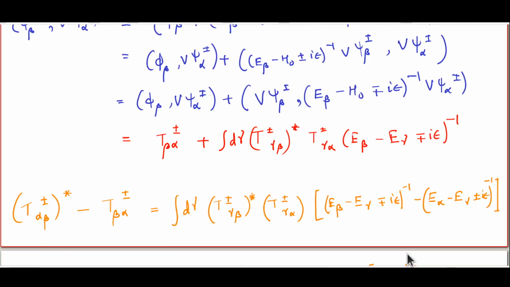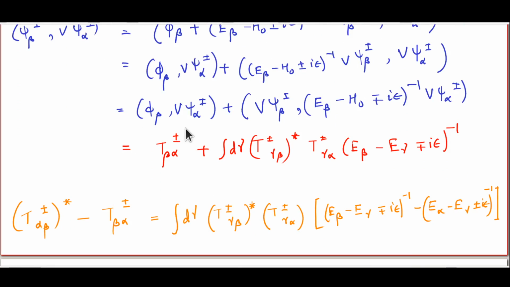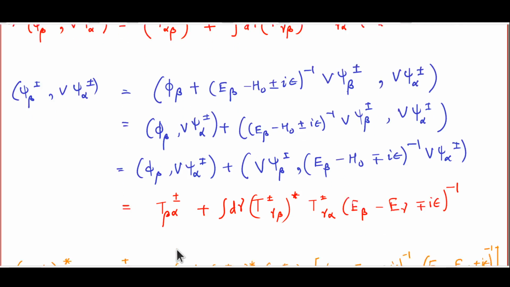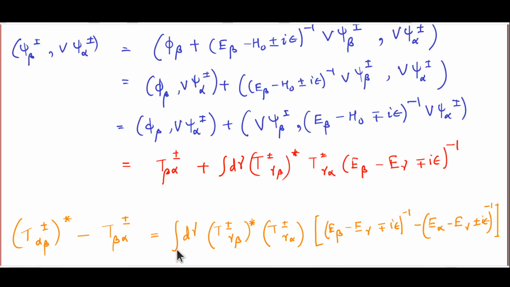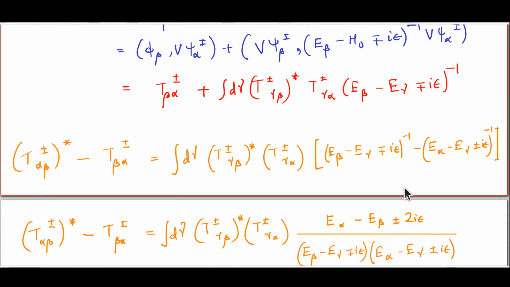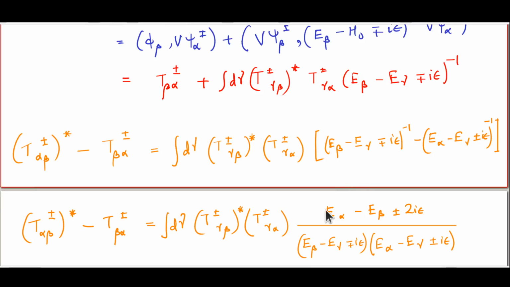Equating the two immediately gives us this result. Basically what I have done is subtracted this from this and equated the result to 0, and changed sides a bit, to get T plus minus alpha beta star minus T plus minus beta alpha is nothing but what you get if you take this integral and from that subtract this integral. We can then simply calculate this by simple algebra, and this is what you end up with.